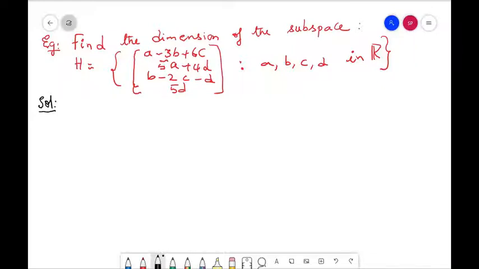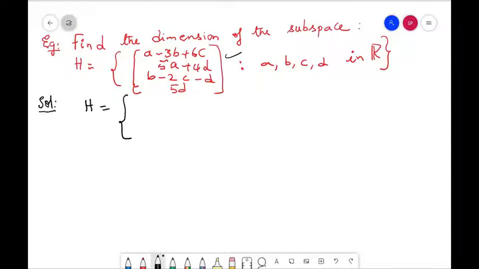So first of all we have to find a basis for the subspace, and then we have to find the number of vectors, that is just counting how many vectors form the basis. So first of all we have to find the basis. For this, let me take H equal to, see here H is defined by this vector, it is generated by this vector.